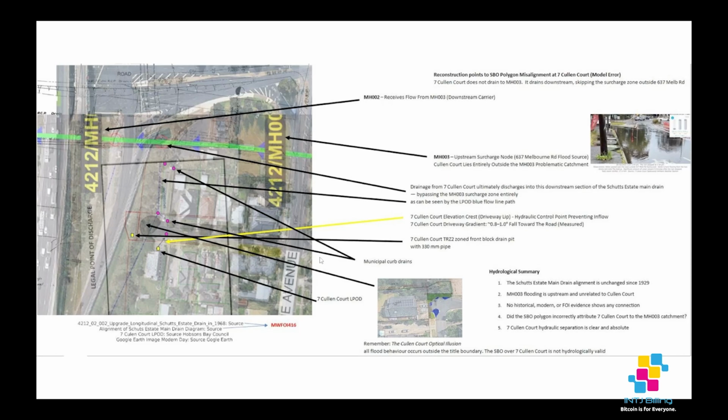Okay, so this arrow here points to the 7 Cullen Court elevation crest. Remember, we have our driveway lip out the front of 7 Cullen Court, our hydraulic control point, which prevents inflow from the road. Remember, here's our 7 Cullen Court. Here's our bowl, the cul-de-sac of 7 Cullen Court. Our driveway gradient is between 0.8 to 1 degree, the fall of that, which is towards the road, towards the Cullen Court bowl.